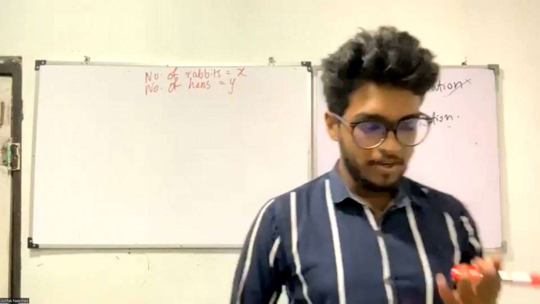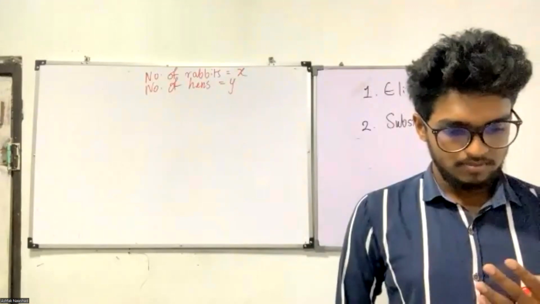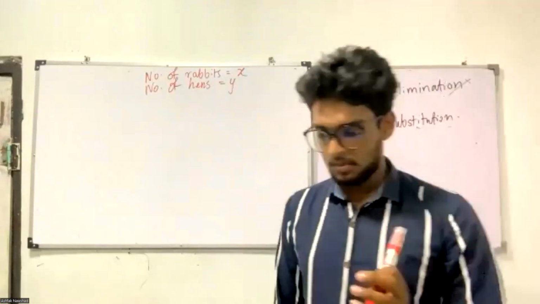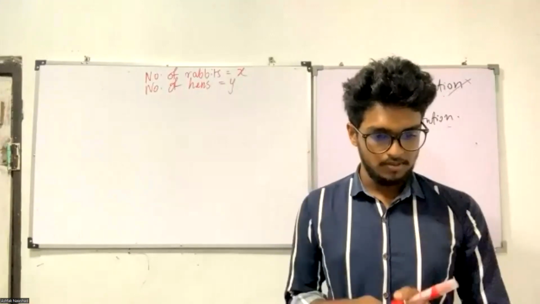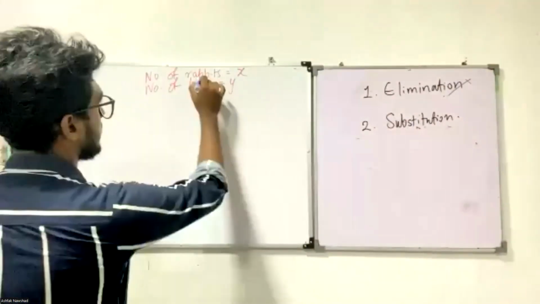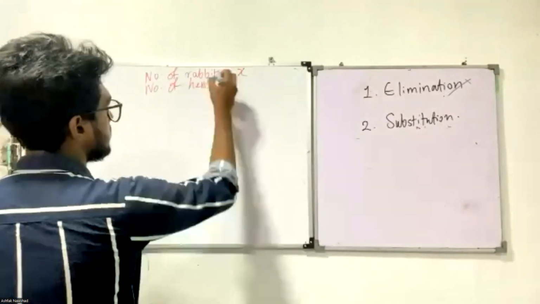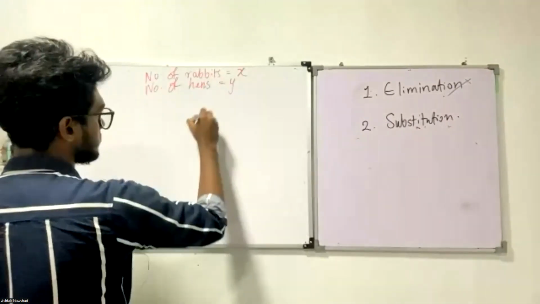One head. And how many heads does a hen have? That's 1, 2. This is not some mutated animal. This is a perfectly healthy rabbit and hen. So one rabbit has one head. So how many rabbits? x.